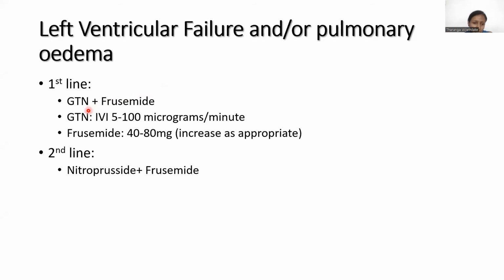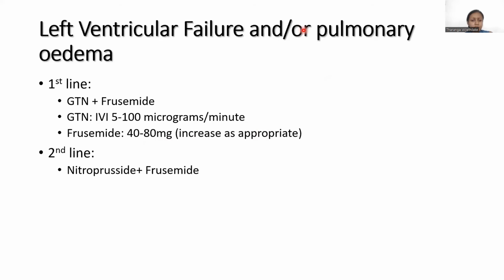Right? So how much of GTN? Again, we go for an infusion. We start at 5 and double every 5 minutes up to about 100. Then furosemide, you can actually go for boluses. You don't need to go for an infusion, but if you prefer to go for an infusion, you could. Because here, today we are talking about hypertensive failure. So that old school thinking of furosemide making your blood pressure go down, it's actually going to be beneficial for us to go for boluses, 40, 80, increase as appropriate to the maximum dose.